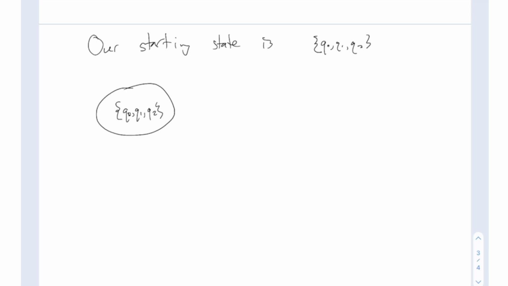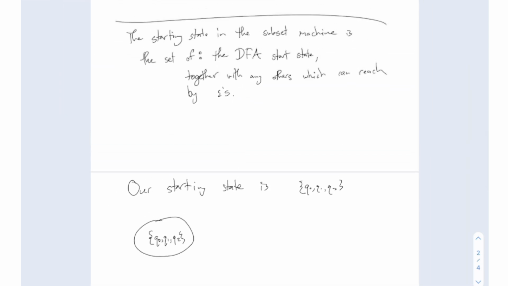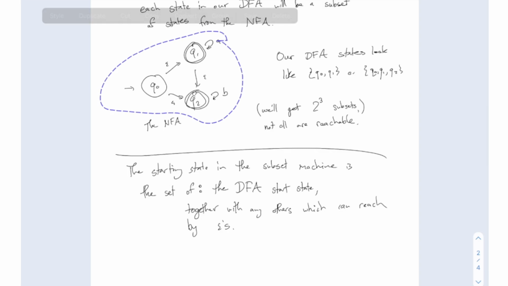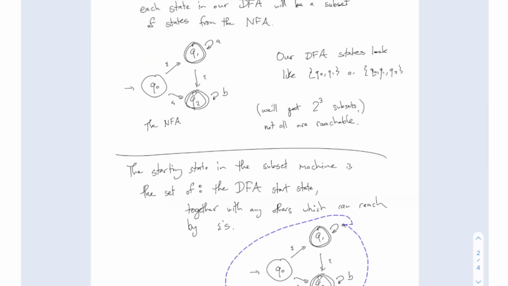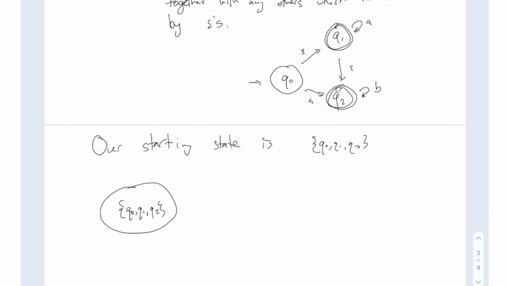This is kind of like when we made the product machine, which was pairs of states. This is the subset machine in which every state is a subset of states from the original machine. The starting state is determined by the original DFA starting state, which in this case was Q0, together with any others which you can reach by epsilons from the starting state. Maybe I'm going to grab this picture and copy it down. Okay, so this is our starting state. And now, from here, we're going to draw in the arrows as necessary.